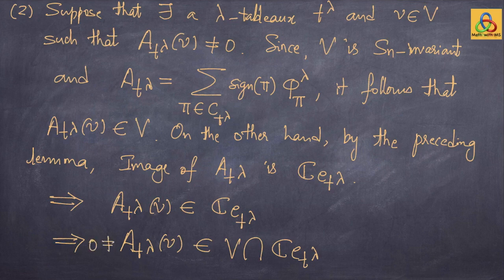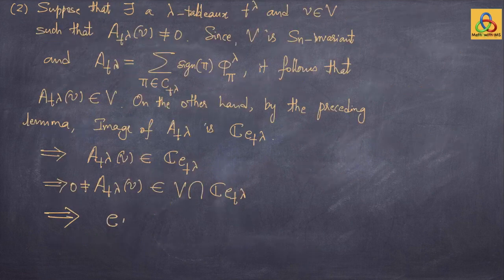Therefore, what is the possibility? Because C of Et lambda is simply a one-dimensional vector space spanned by the polytabloid Et lambda, and V intersection C of Et lambda is non-zero. This implies that the polytabloid Et lambda belongs to the vector space V.